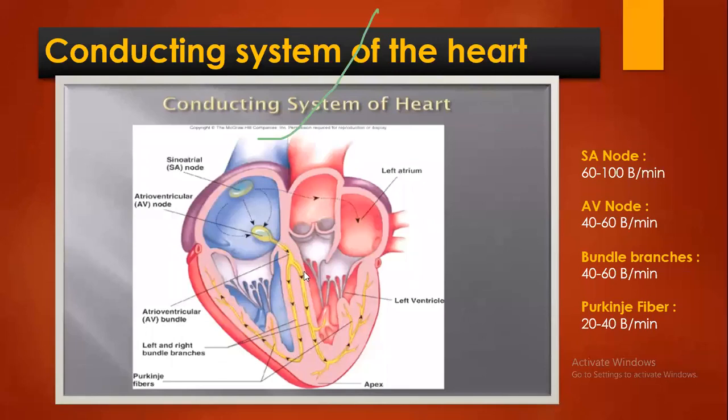And then the left bundle of His branch will deliver it to the left Purkinje fibers. About the impulses, as I've mentioned, the SA node will deliver impulses about 60 to 100. This is the normal, this is the natural pacemaker. And then the AV node will deliver about 40 to 60. And then the bundle branches, 40 to 60 as well. Lastly, the Purkinje fibers will deliver impulses 20 to 40.